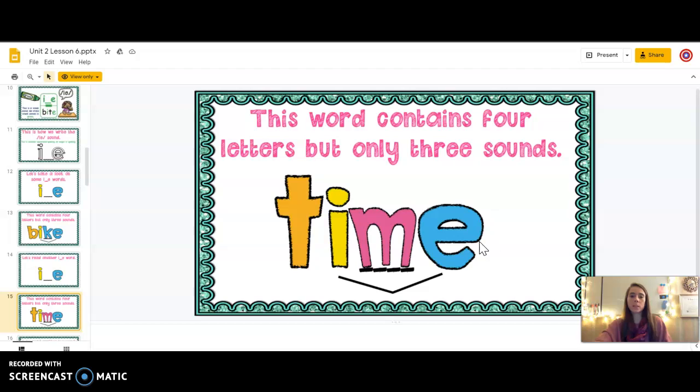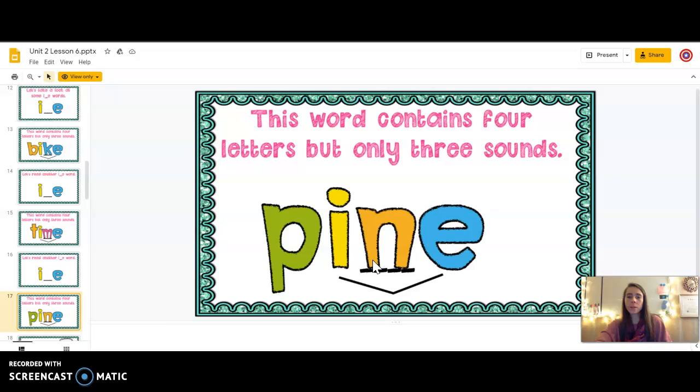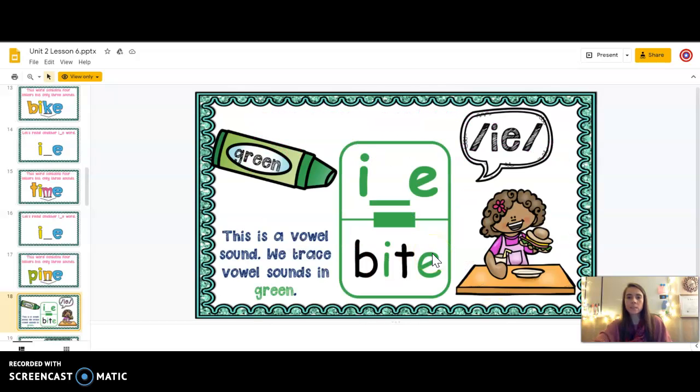Let's read another word. Time. This word has 4 letters, 1, 2, 3, 4, but only 3 sounds because the E is silent. Let's do another. Pine. Say pine. Again, 4 letters, 1, 2, 3, 4, but only 3 sounds. P, I, N. Pine, because the E is silent. Good.